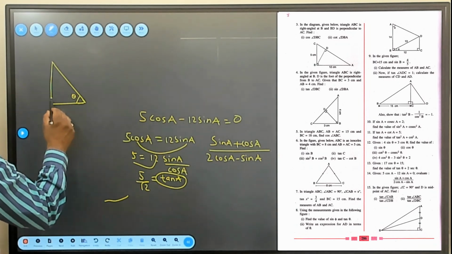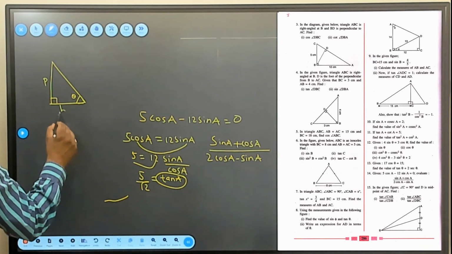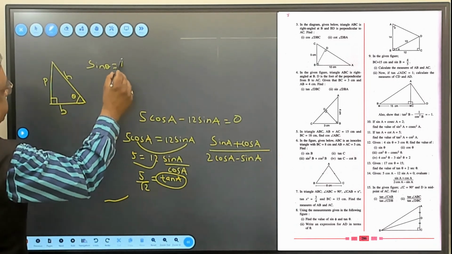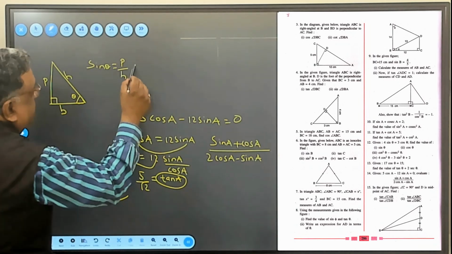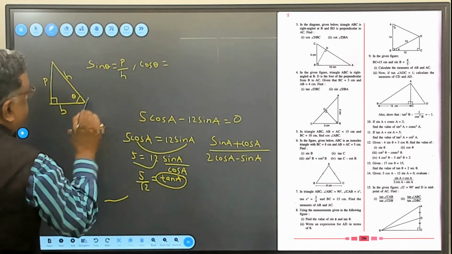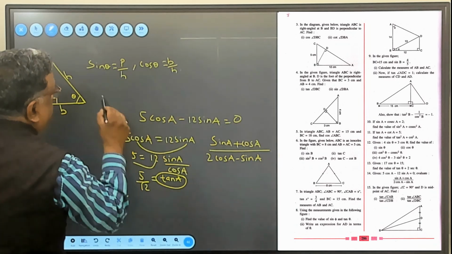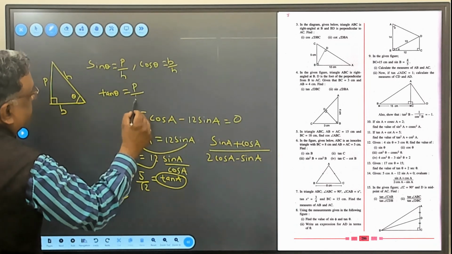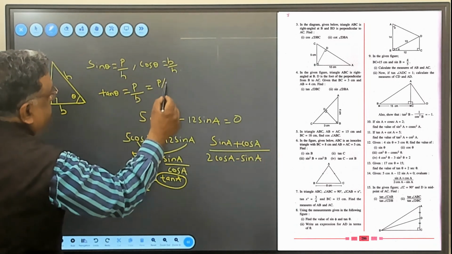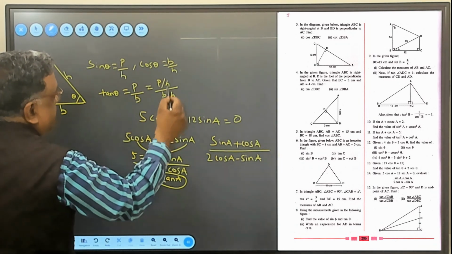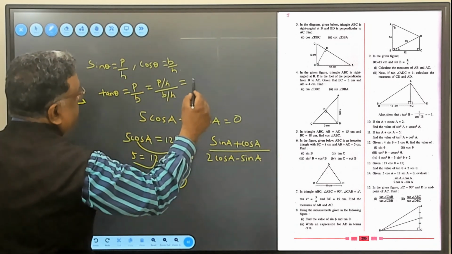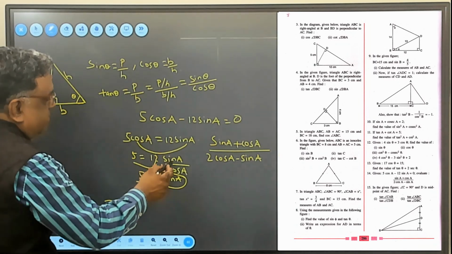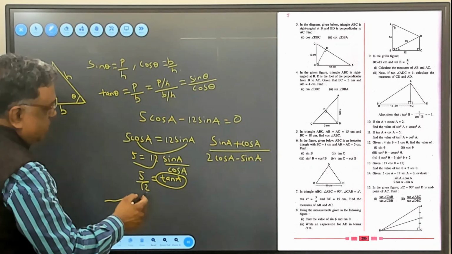Suppose this angle is theta. This is P, this is B, and this is H. We know that sine theta is P upon H, cos theta is B upon H, and tan theta is P upon B. So P upon B, can I write it as P upon H upon B upon H, because H and H will get cancelled. P upon H is nothing but sine theta, and B upon H is cos theta. So that's why sine upon cos is always tan. So 5 by 12 is tan A.